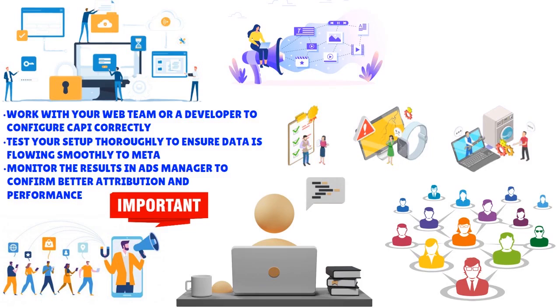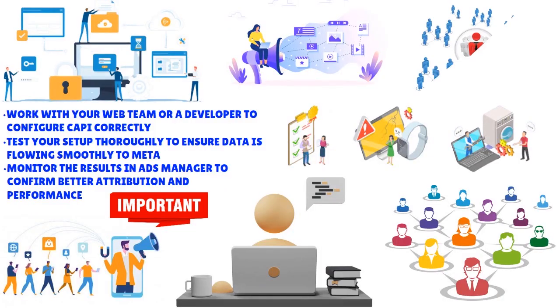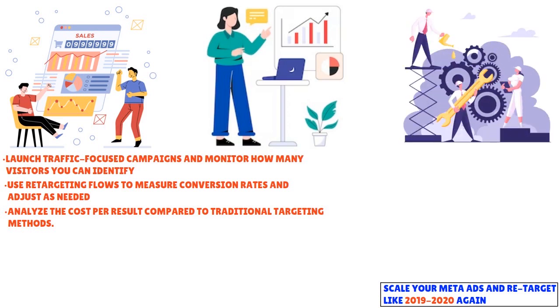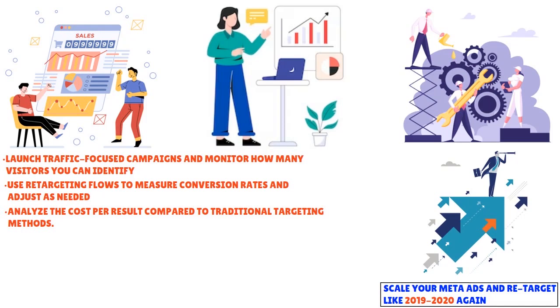And so basically, at the end of the day, if you want to scale your Meta ads and retarget like it's 2019 or 2020 again, visitor identification and first party data are what you need, really. Especially when it comes to optimization and scaling, and scaling at a very big level, by the way. So this is just really good.